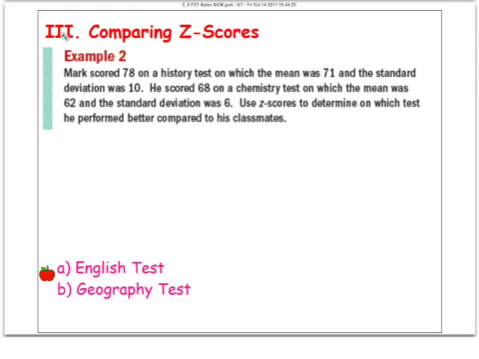Mark scored 78 on a history test, on which the mean was 71 and the standard deviation was 10. He scored 68 on a chemistry test, on which the mean was 62 and the standard deviation was 6. Use z-scores to determine on which test he performed better compared to his classmates.